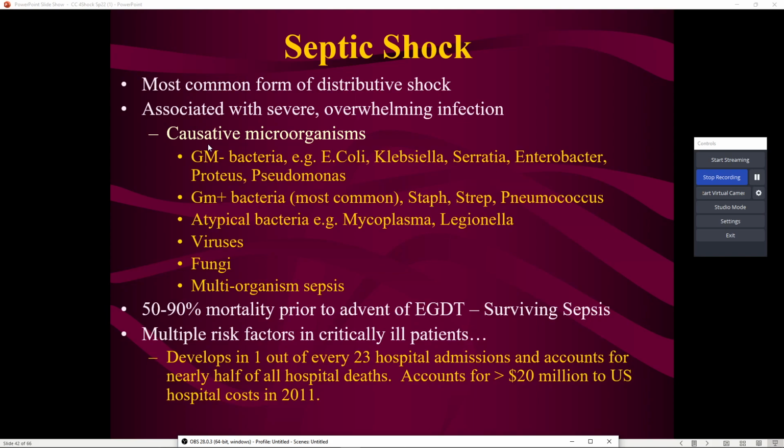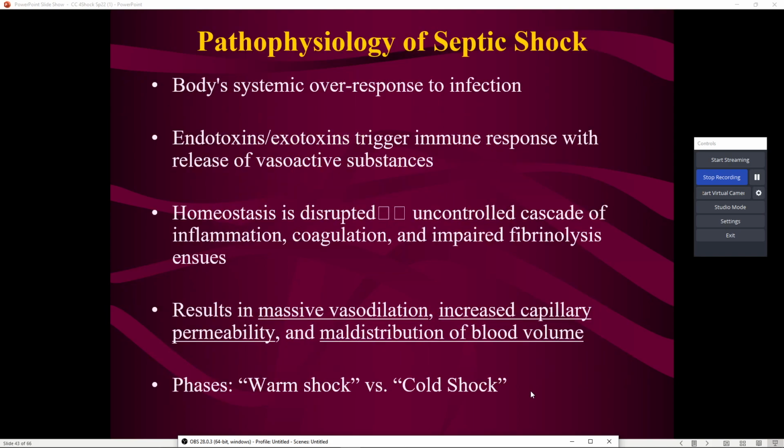Okay, 1 out of every 23 hospital admissions accounts for nearly half of all hospital deaths. Sepsis, yes, crazy, I know, accounts for more than 20 million in U.S. hospital costs, and that's a over decade-old number. It's probably actually a lot higher. I'd really hate to see what this number looked like during COVID.